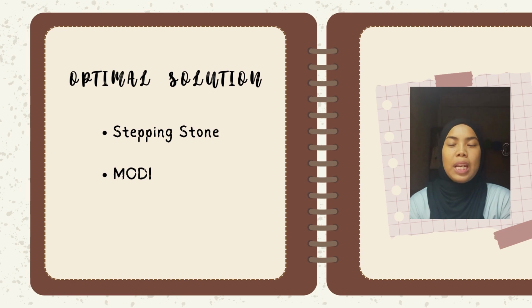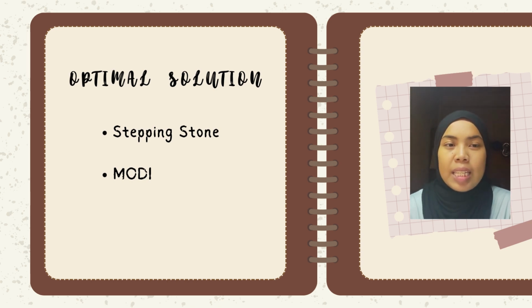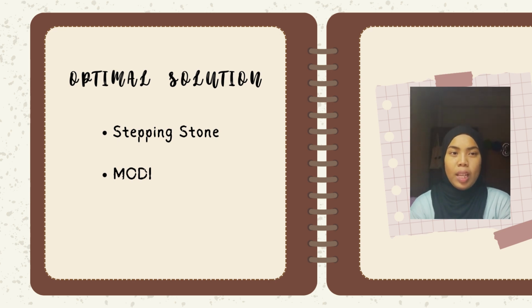And the last one is the optimal solution. The first is the stepping stone. The stepping stone method is an iterative technique used to improve an initial feasible solution. It helps in finding an optimal solution by evaluating the impact of moving units between different cells in the transportation matrix.